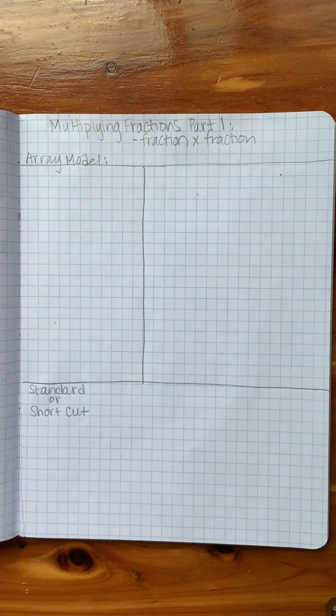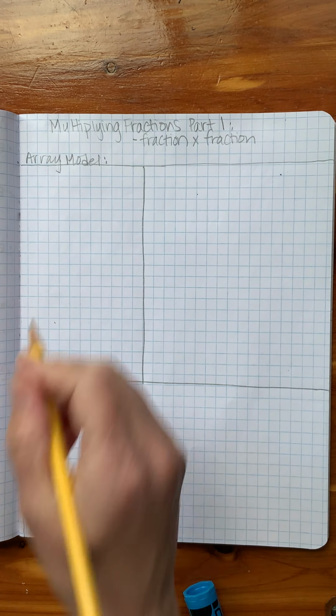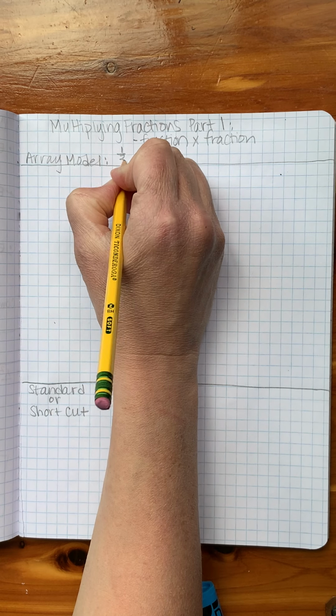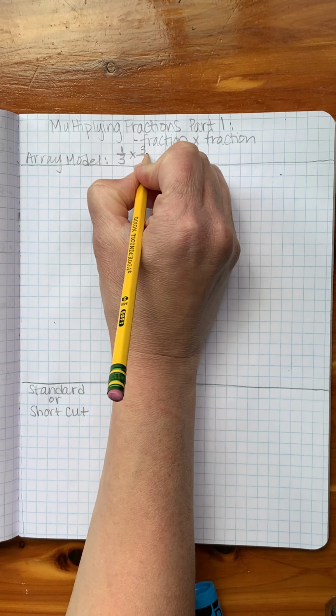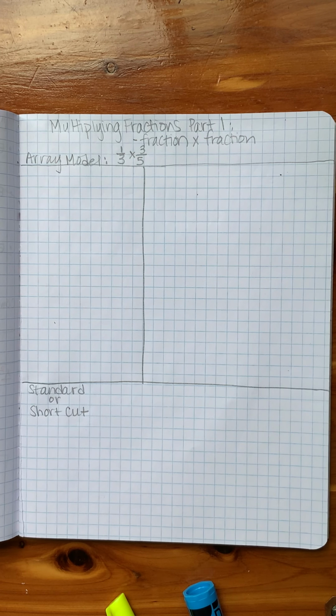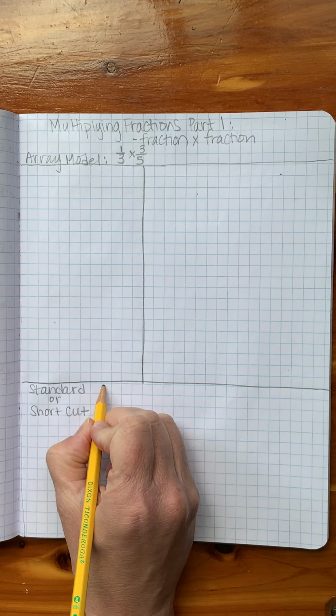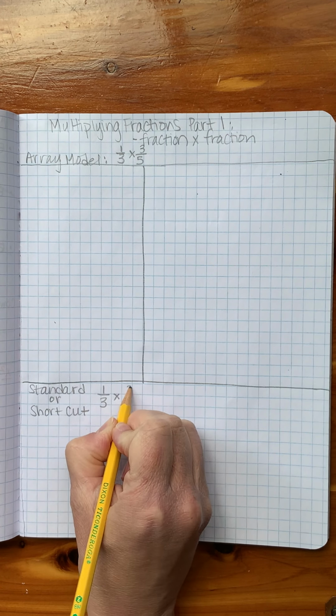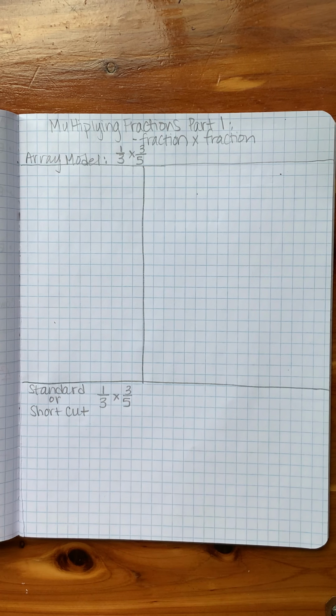Okay, hopefully you have gathered your materials and set up your page for note-taking. Now I'm going to walk you through the array model for multiplying a fraction by a fraction. First, we need a multiplication problem. Today we're going to multiply 1/3 times 3/5. Go ahead and add that multiplication problem in there. We're also going to do the same multiplication problem down here, 1/3 times 3/5, and we'll walk you through that in just a minute.